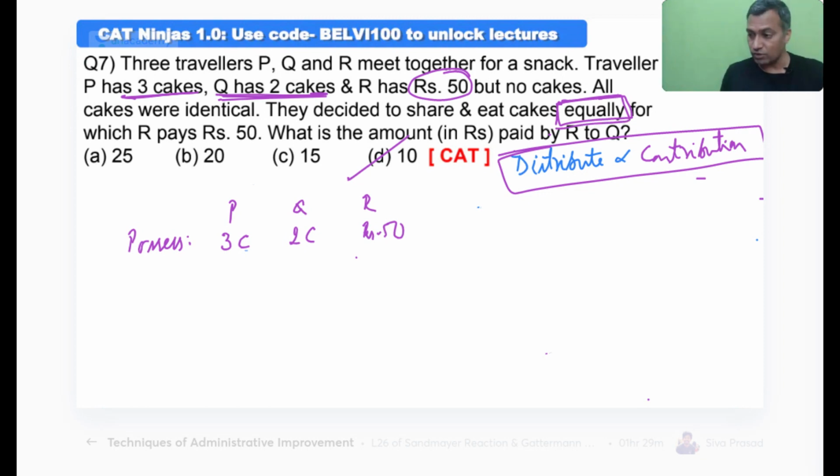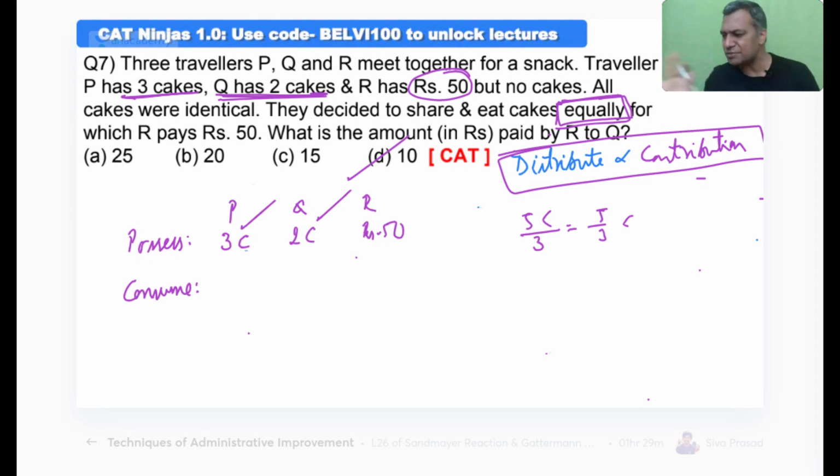Now the point is, what did they consume there? There are 3 cakes and 2 cakes together, 5 cakes. 5 cakes divided by 3. Therefore, each person should eat 5 by 3 cakes. Why? Together they have 5 cakes. They decided to eat equally, so I have to divide this by 3. Each one of them should eat 5 by 3. So this guy eats 5 by 3, this guy consumes 5 by 3 of the available cakes, and this guy also consumes 5 by 3.